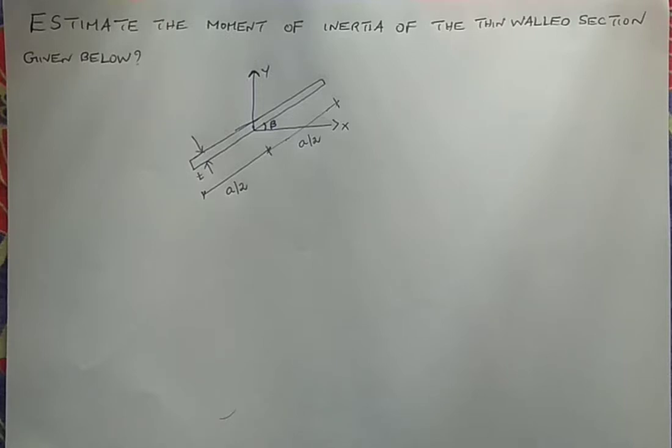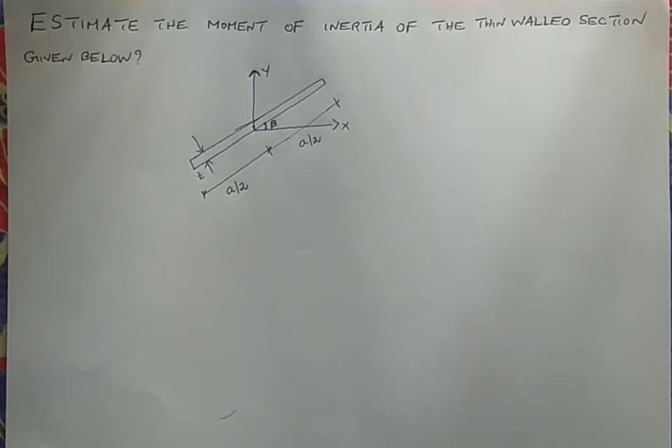In the last lecture, we discussed what a thin wall section is and what the thin wall approximation is, and we found the centroid of a standard section. In this lecture, we will be finding one of the important sectional properties, that is the estimation of the moment of inertia of a thin walled section.